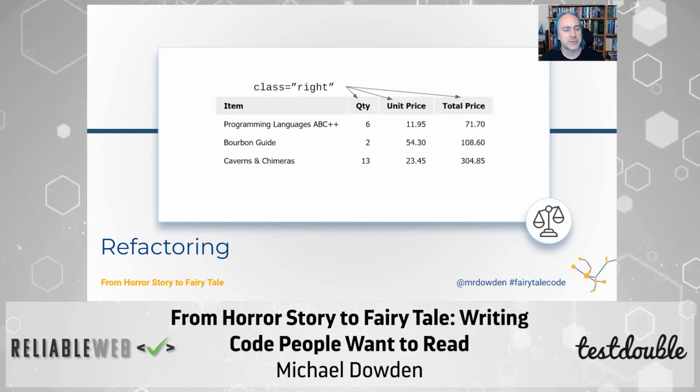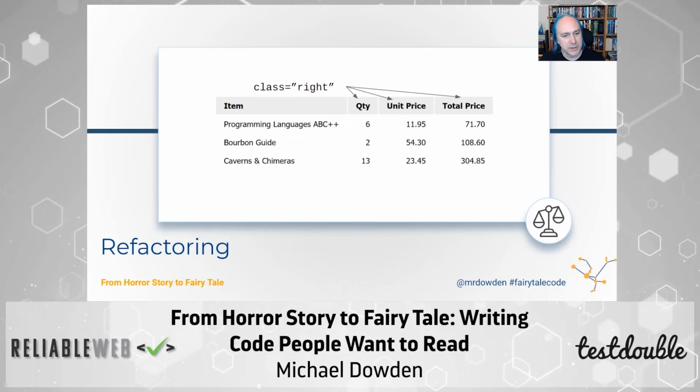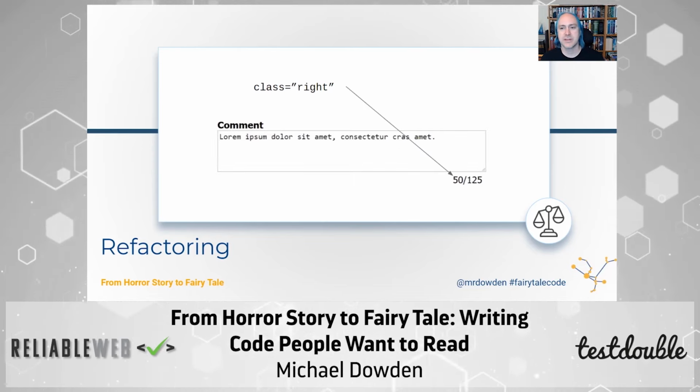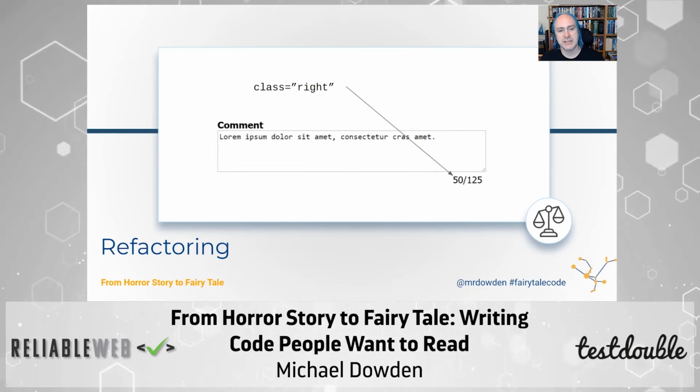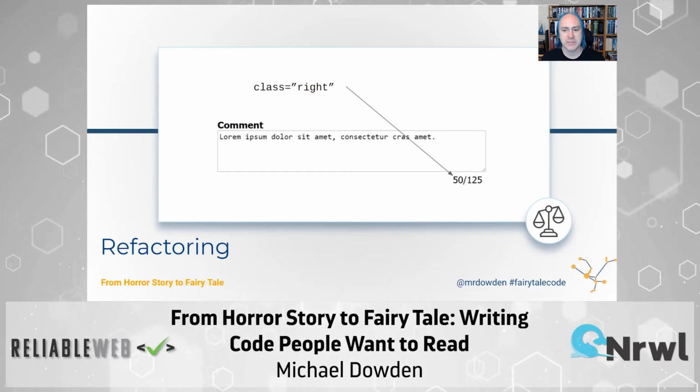But let's look at an example of this. We use class right to right align something for numerical alignment on columns. Perfect, beautiful, fine, it works. But we also use it in this other case to right justify some text. In this case, a counter at the bottom of a text box.